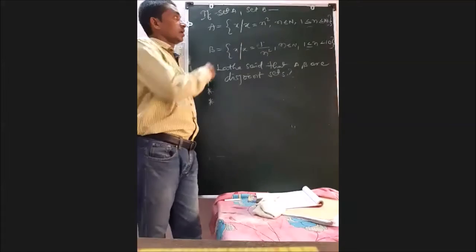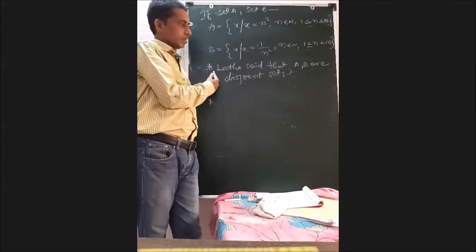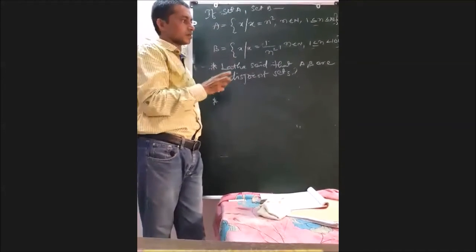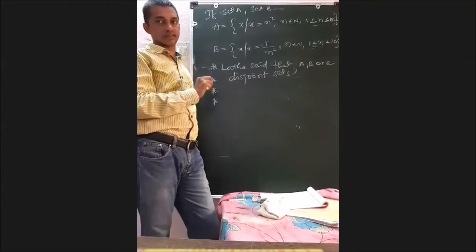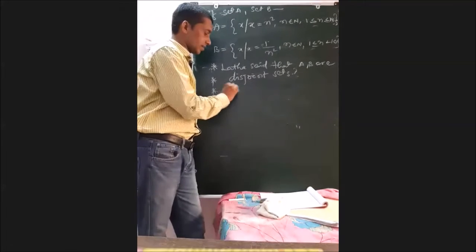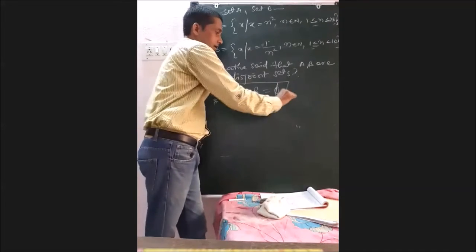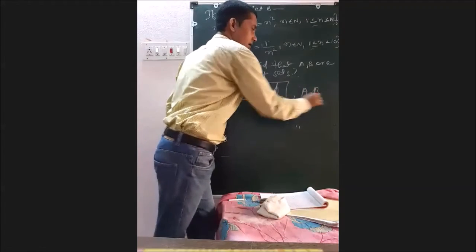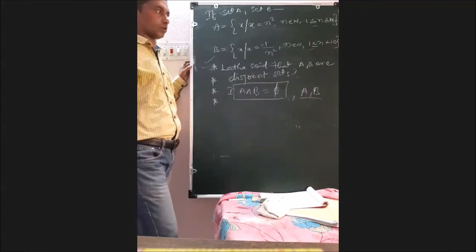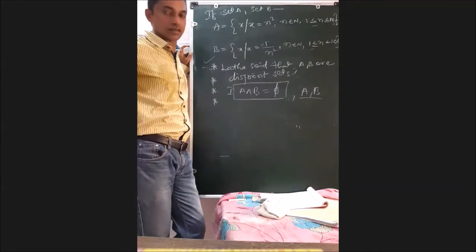What is the question? If A is a set like this and B is a set like this, then the statement made by Lata is that x is equal to n square and x is equal to 1 by n square, so she thought these are disjoint sets. What do you mean by disjoint sets? Again, it is another concept. If A and B are sets and A intersection B is equal to the null set, then A, B are said to be disjoint sets. Now, can anybody answer whether they are disjoint sets or not?